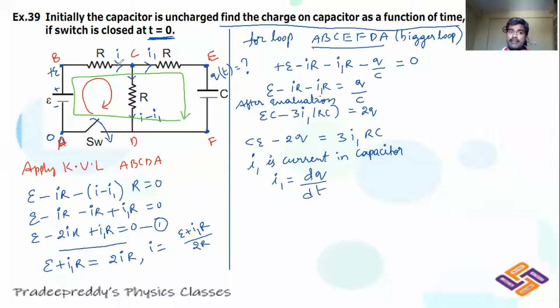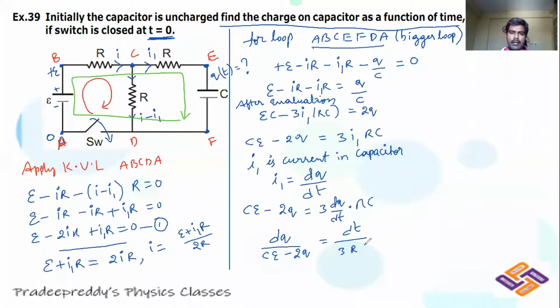And remember, I is fixed initially, but what about this I1? I1 is variable with respect to time because it is attached with the capacitor. So corresponding to that I1, remaining current goes into this another resistor which is in between C and D. Now I'll substitute that I1 here. CE minus 2Q is equal to 3 into dq divided by dt into RC. Okay. Now I'll just shuffle this. I'll write it as dq divided by CE minus 2Q is equal to dt divided by 3RC.